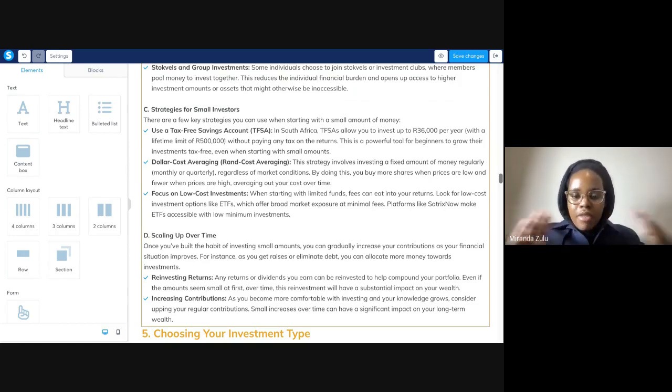Then all you do is every month, depending on how much money you have, if you're investing 1,000 Rand, maybe you can split 500 between 2 or 250 across the 4, however you want to do it, and then go live your life.